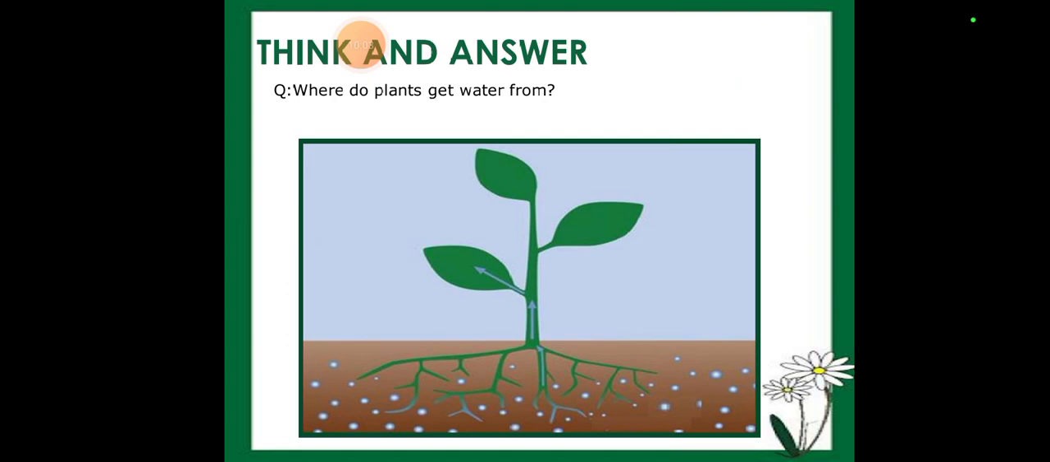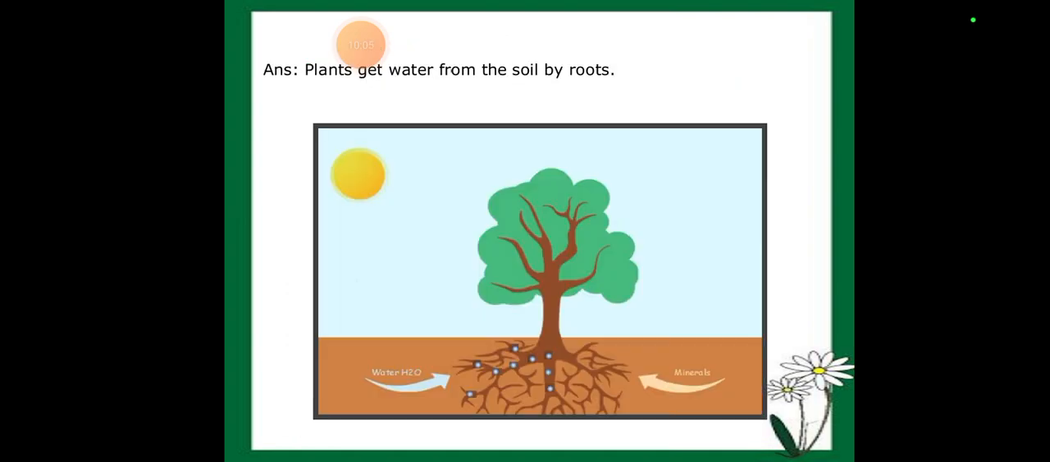Where do plants get water from? Plants get water from the soil, which is absorbed by the roots. So roots absorb the water that the plants get.